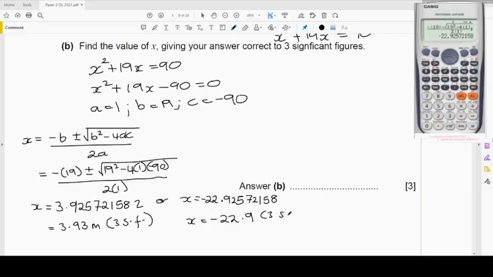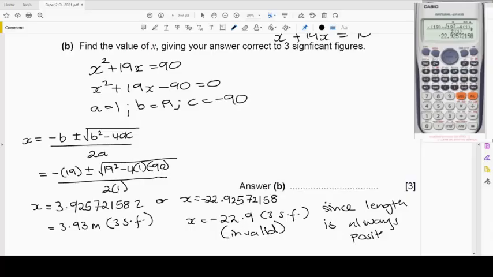Now this one here, I can also just, for interest sake, write to 3 significant figures, but this is an invalid solution, or an unrealistic solution. Why is it unrealistic? Because x tells us the length of a section of the garden. Now we know that length is always positive, so this would be invalid or unrealistic.